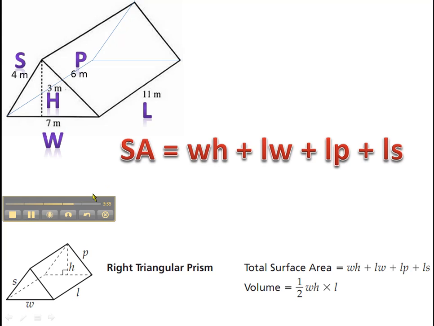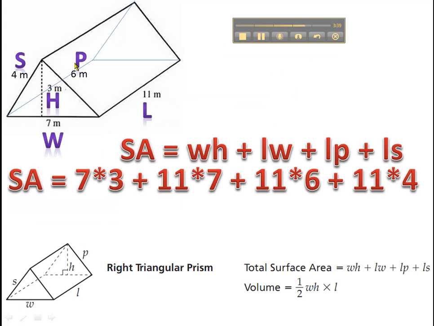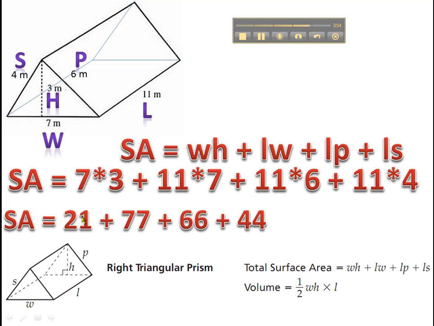So now we're just going to plug these pieces in. Again, I've labeled them so I can just look up there. Surface area equals width times height, plus length times width, plus length times P, plus length times S. I'm not really sure what the P stands for, but I've got to look that one up. Multiply, and then add, and we get 208 square meters.